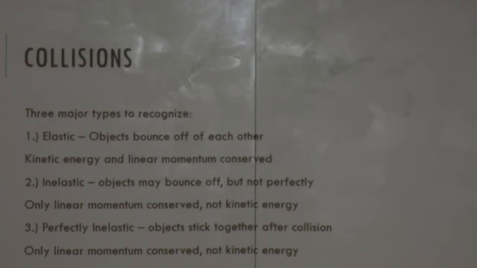So basically you have three major types of collisions. You have elastic collisions where objects bounce off each other. For these, your kinetic energy and linear momentum will be conserved. Inelastic and perfectly inelastic are very similar. The basic thing for those two is that your linear momentum will be conserved, but not kinetic energy. So in elastic collisions kinetic energy is conserved, in inelastic it is not conserved. Linear momentum is always conserved, cool? Unless you have external forces, but this is when there's none of those things.